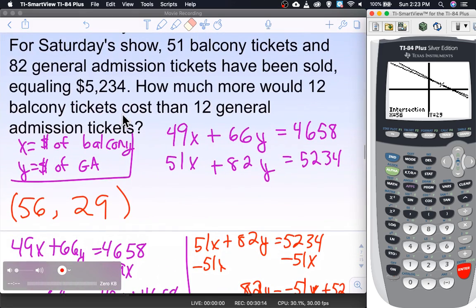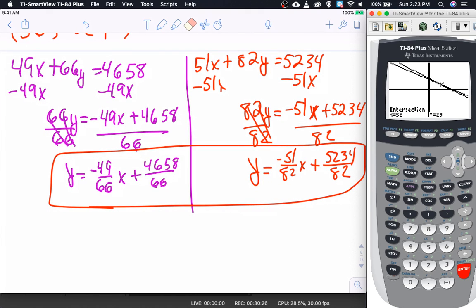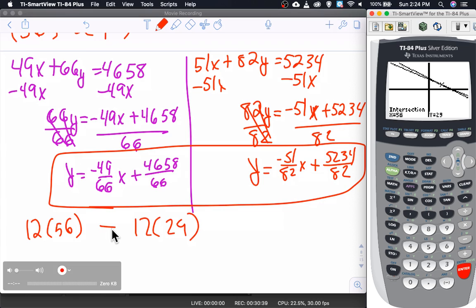Now, we can actually answer the question. The question was, how much more would 12 balcony tickets cost than 12 general admission tickets? Well, how much more is 12 times 56 than 12 times 29? How much bigger is that? We subtract. That's how you find a difference of something.